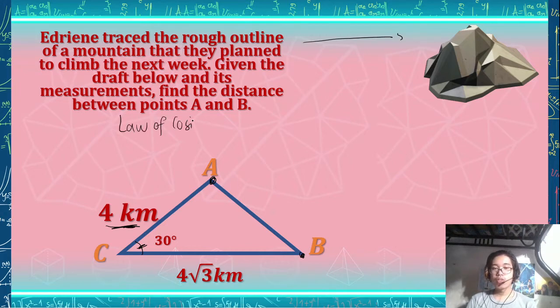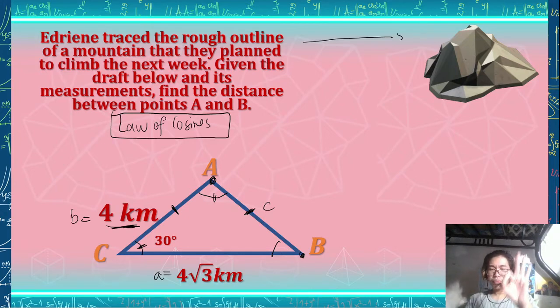This is one of the laws for finding the side measurements and the angle measurements of oblique triangles, or triangles with different side measurements and different angle measurements. The first thing that we have to do to keep it organized is to name our sides and angles. So this side AB could be small letter c. This side opposite to angle B is 4 kilometers, so that's small letter b. And this side opposite of angle A is 4 square root of 3, that's small letter a. Of course, we have our three angles, A, B, and C.